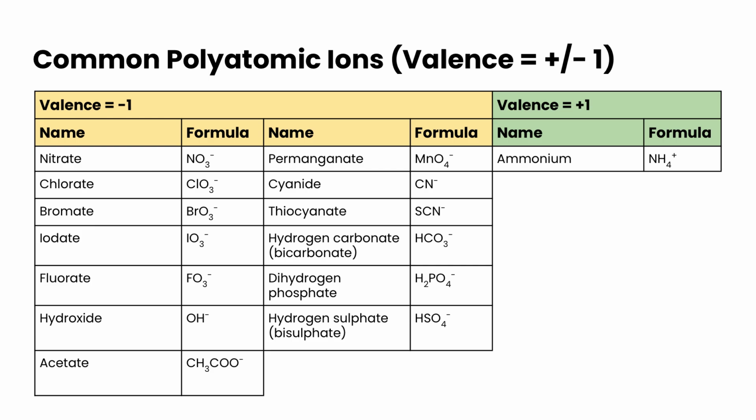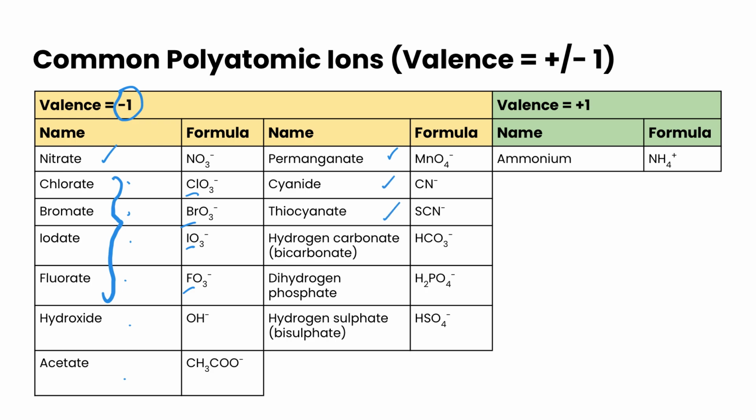I've split this up by the valences of different polyatomic ions, so we can go through those. Starting off with a valence of -1, there are several different polyatomic ions. Things like nitrate, or any of the ones with halogens: chlorate, bromate, iodate, fluorate. They're all just differing by a halogen here. We've got hydroxide, acetate, permanganate, cyanide and thiocyanate.